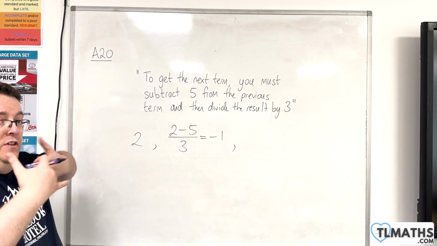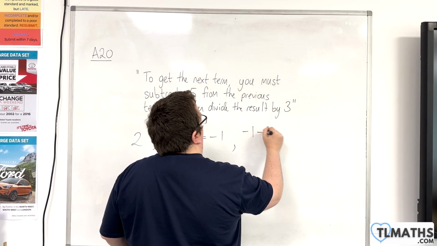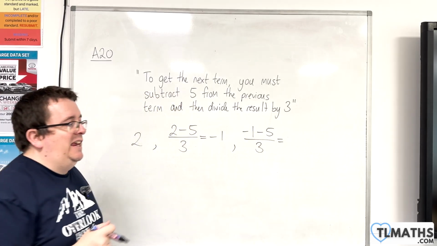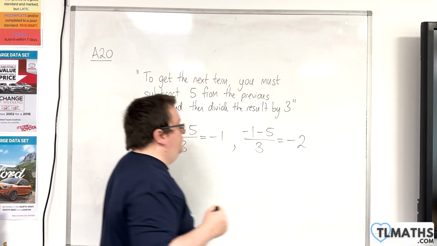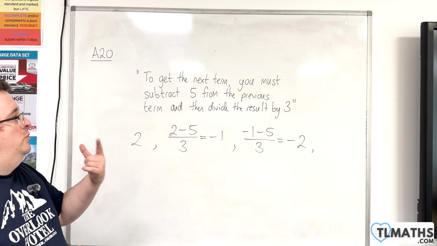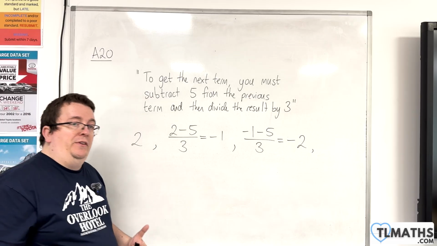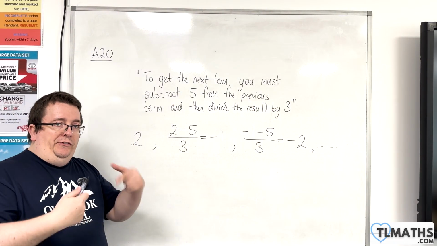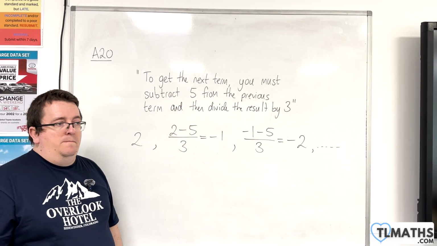And then to get the next term, we must subtract 5 from that and then divide the result by 3. So minus 1 take away 5 is minus 6, divided by 3 is minus 2. Okay, and then to get the next term, we need to subtract 5 from minus 2, which would be minus 7, divided through by 3, we get minus 7/3, and so on and so forth. Okay, and this generates a sequence. We have 2, minus 1, minus 2, minus 7/3, etc.